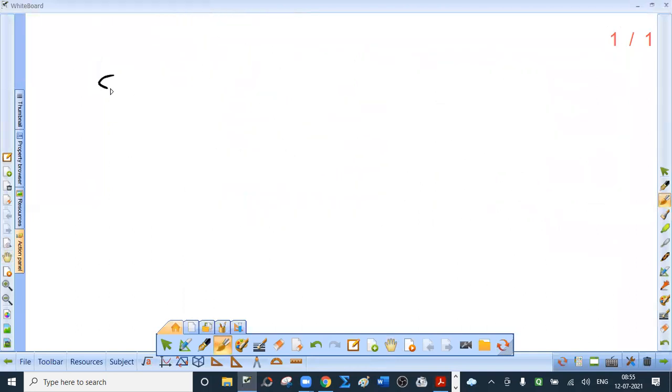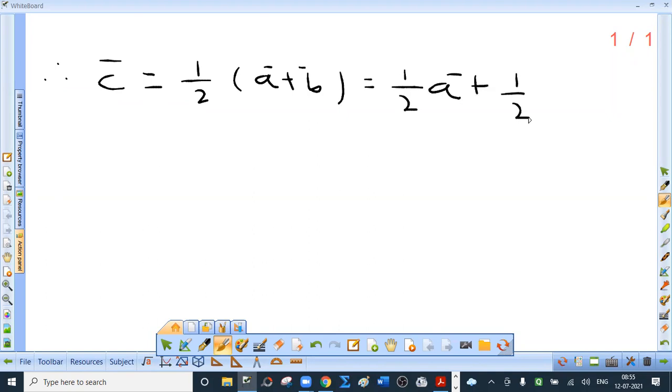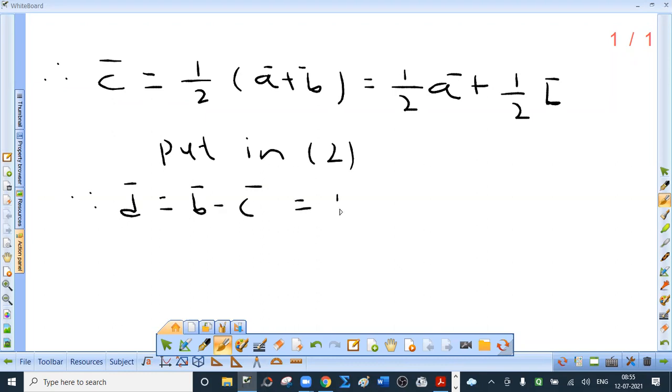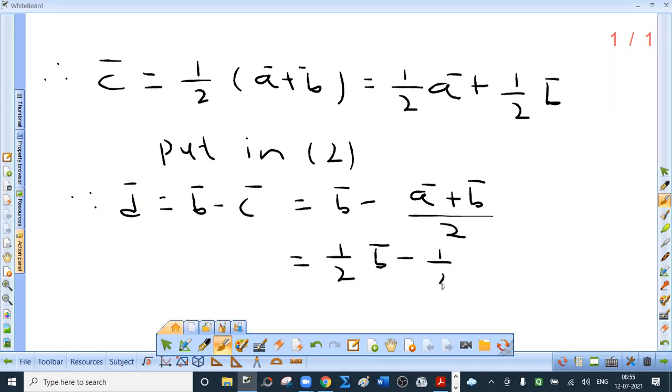So what is C bar from this? Therefore, C bar is nothing but half of A bar plus B bar. That is half A bar plus half B bar. Okay. Then put C bar in second equation. So D bar is B bar minus C bar. That is B bar minus A bar plus B bar upon 2. So can I write this directly? Half B bar minus half A bar.